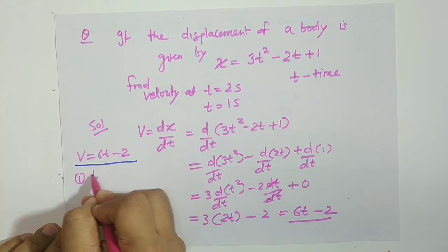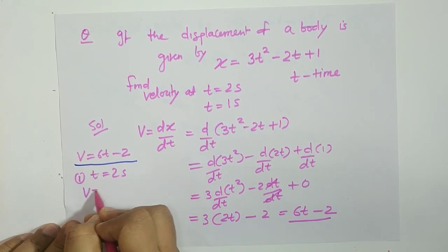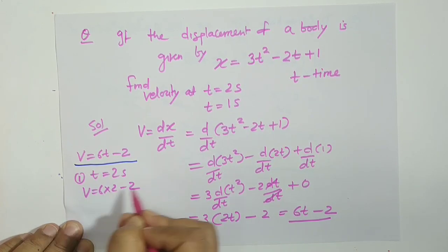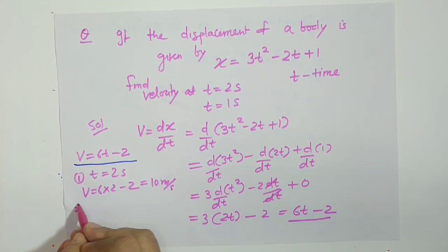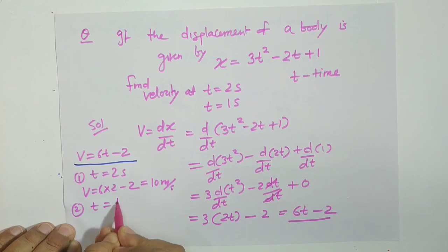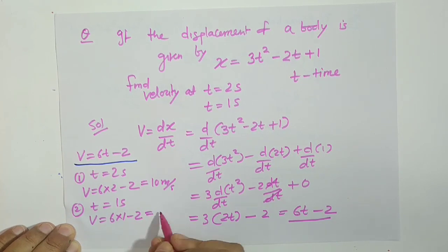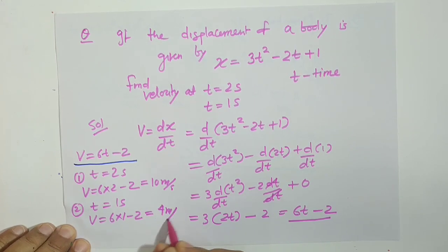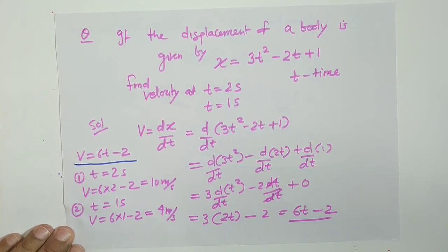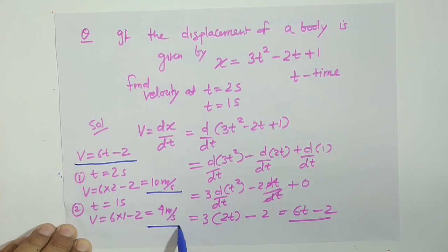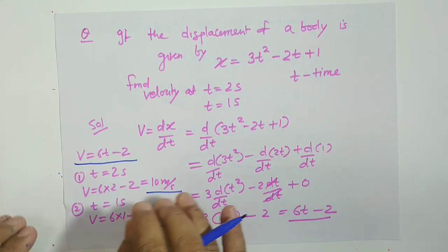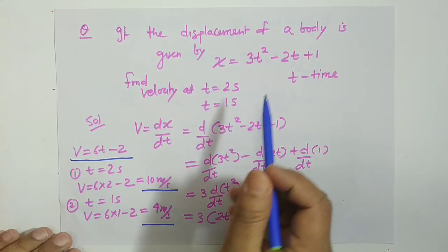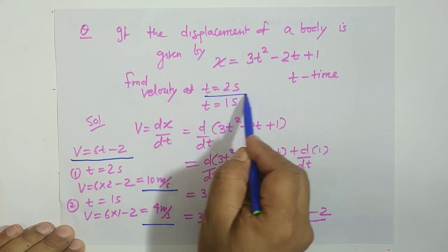First case, t is 2 seconds. Put it here: 6 into 2 minus 2. 12 minus 2 will be what? 10 meter per second. And then second case, t is what? 1 second. v will be 6 into 1 minus 2, that is 6 minus 2, 4 meter per second. So I think you got it where you have to apply it. This is 10 meter per second. This is not an average velocity. This is not any other velocity, uniform velocity, but it's an instantaneous velocity. You need velocity at an instant.